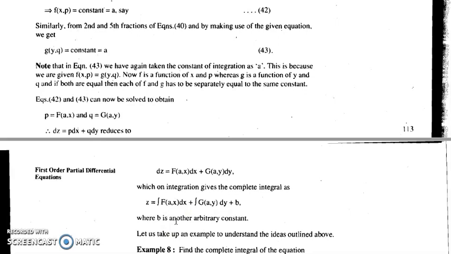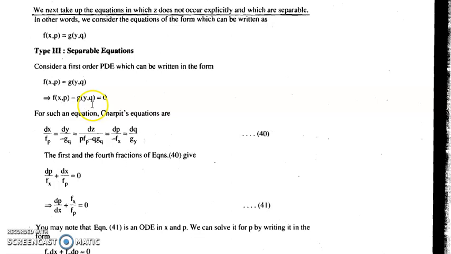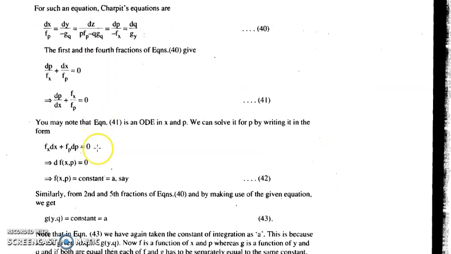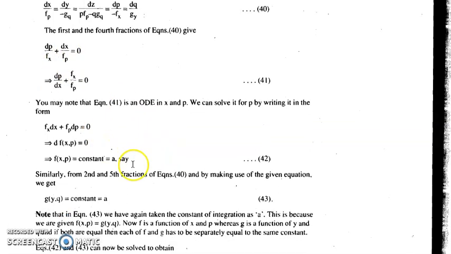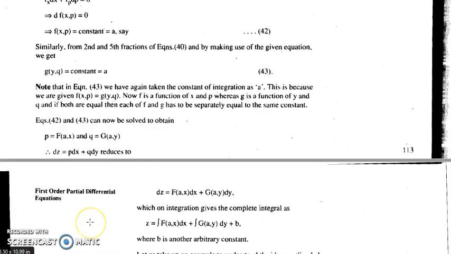So this will be the solution of your separable equation. When we solve a separable equation, this is all there is to it. Separate the equation. The equation will not already be given in this form, so first write it in the form f of x, p equal to g of y, q. Then what should we do? Substitute: f of x, p equal to a, and find p from it. Then g of y, q equal to a, and find q from it. Then that gives the equation dz equal to p dx plus q dy. On solving this we will get the required solution.